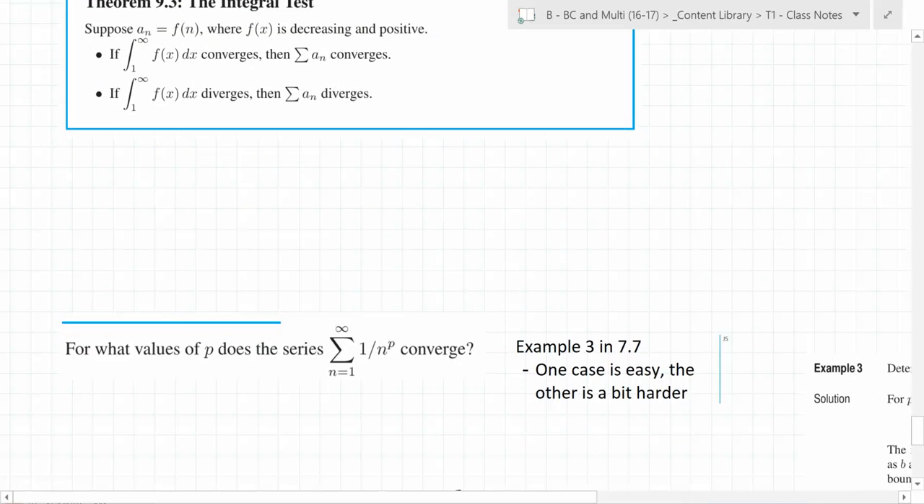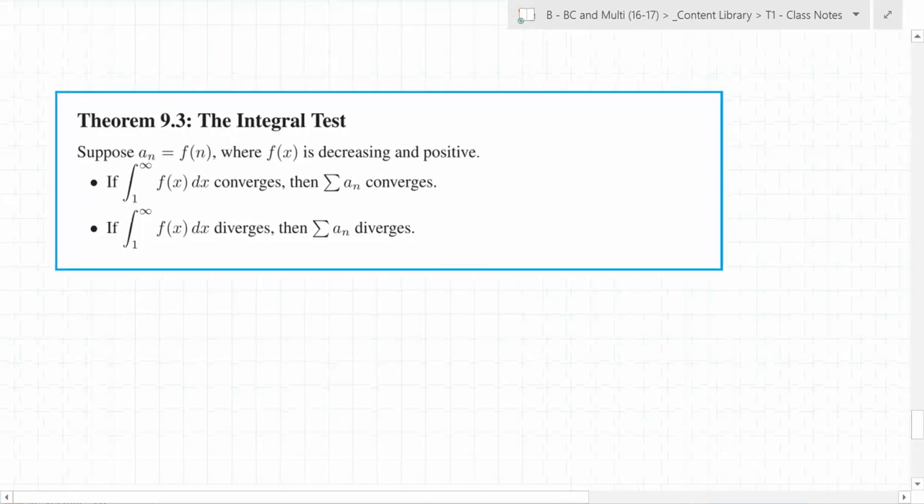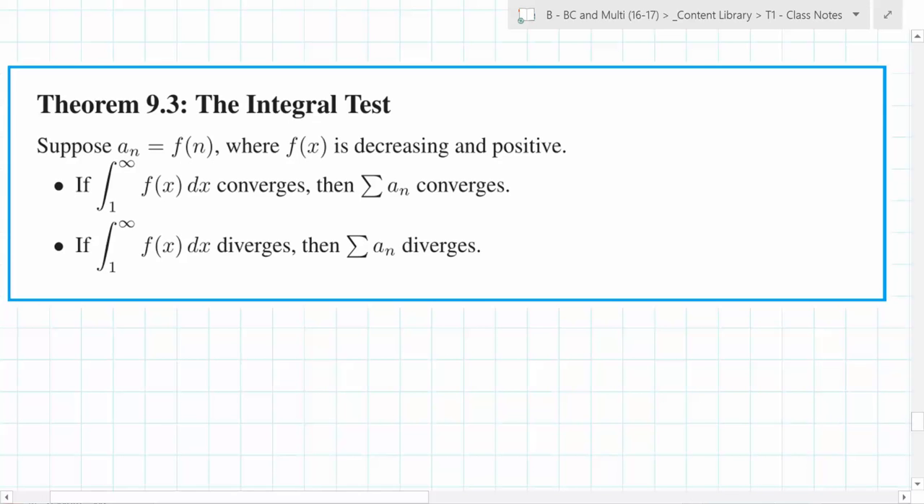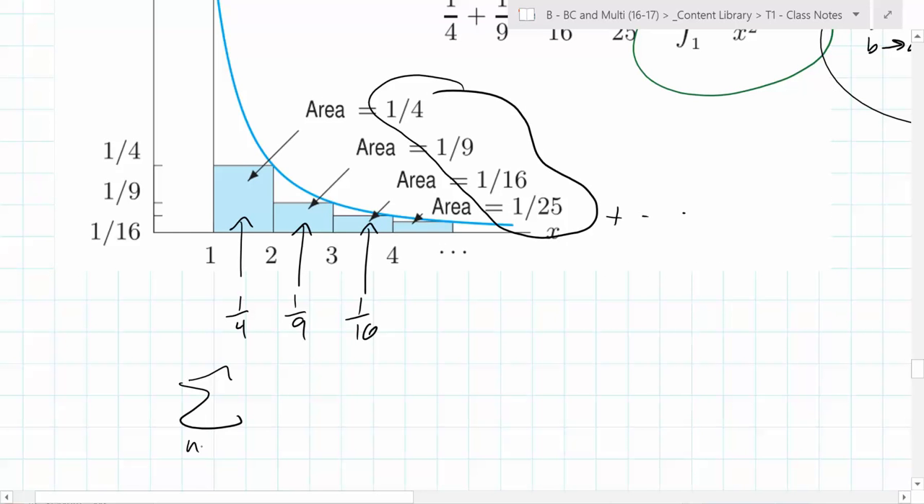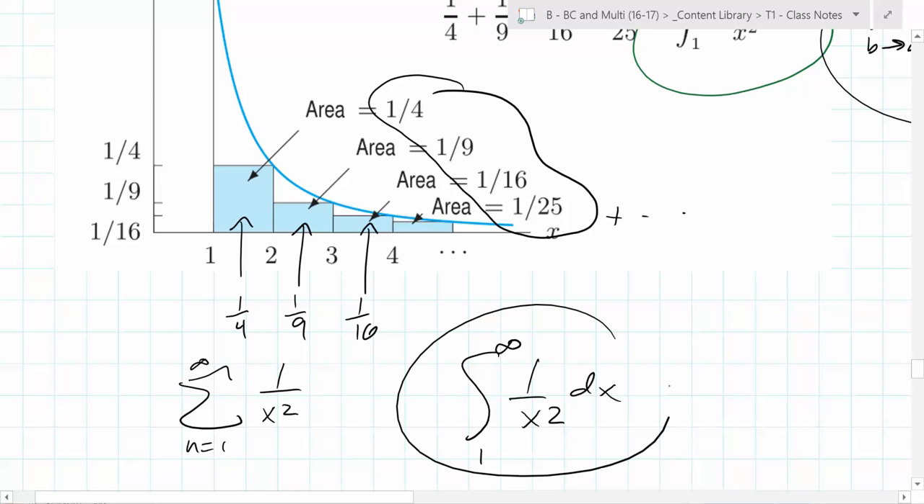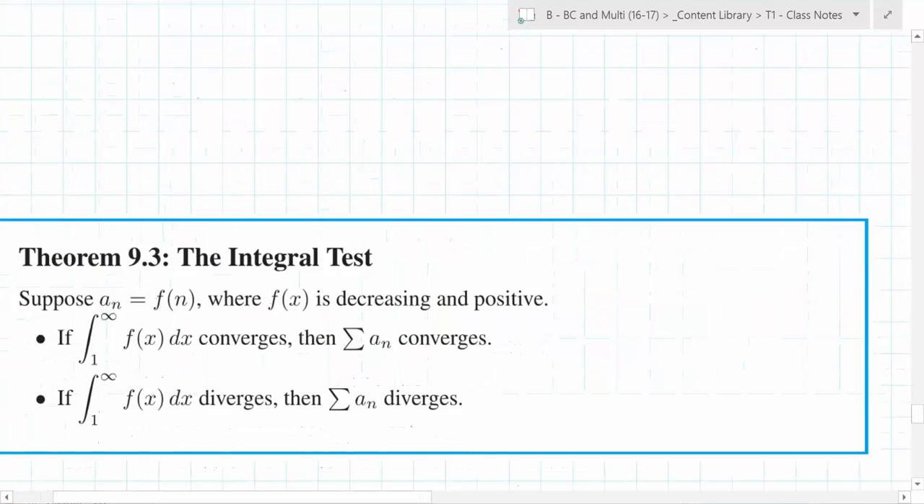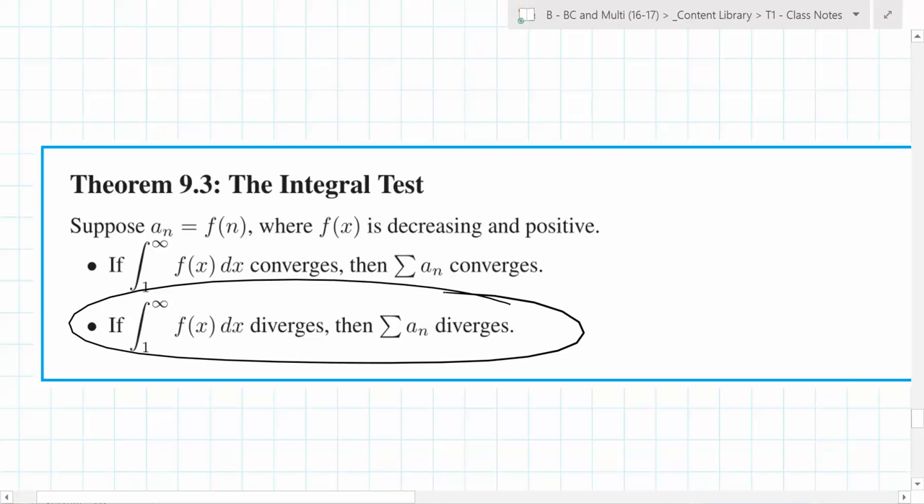Okay, integral test. Here we go. This is what it says. If you integrate the pieces, if the integral converges, then the series converges. So what was the strict definition of this one right here? This one was the integral from 1 to infinity of 1 over x squared. If that converges, then this converges. You with me so far? But then what does the other one say? It says, if it diverges, then the series diverges.